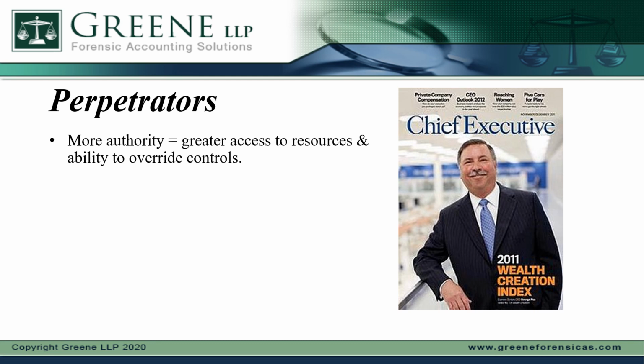So let's focus on the perpetrators. What do we have to be careful with? Those perpetrators with more authority. Could be your business partner, your trusted manager, or your favorite employee. The more authority an individual has, then the greater access to resources, as well as possessing the ability to override the internal controls that the organization puts in place to mitigate its risks.